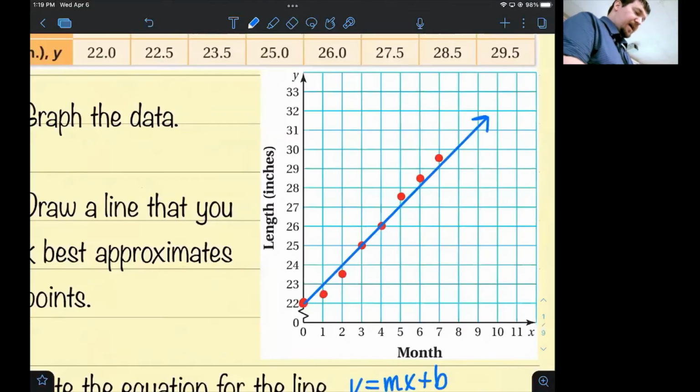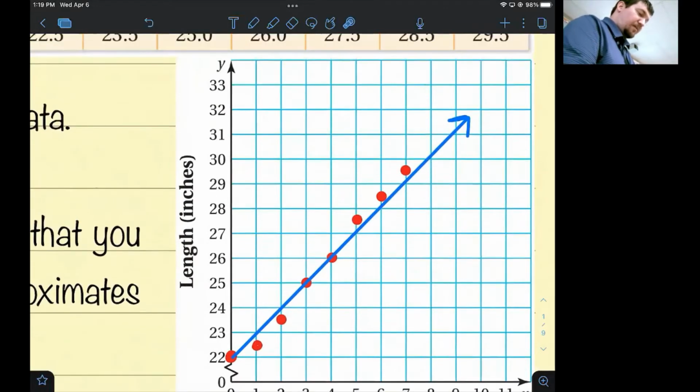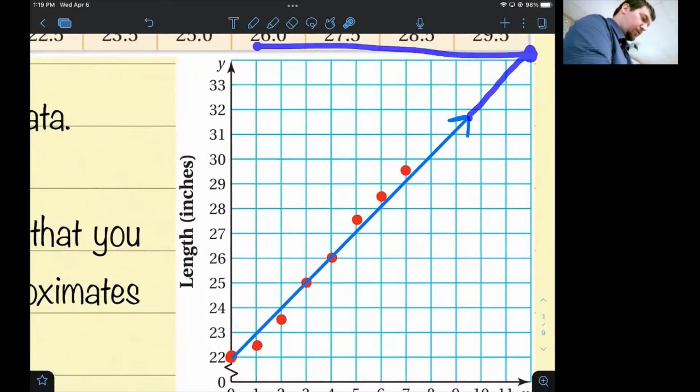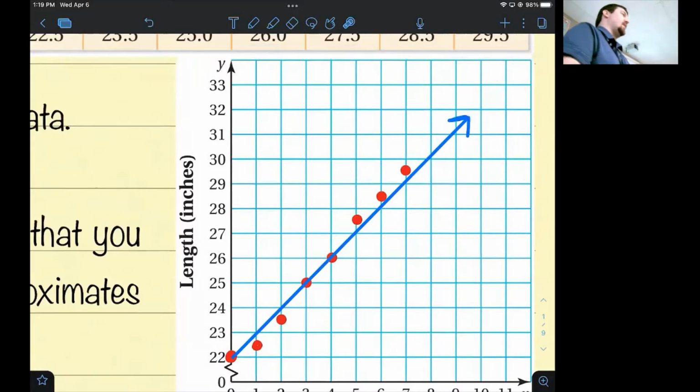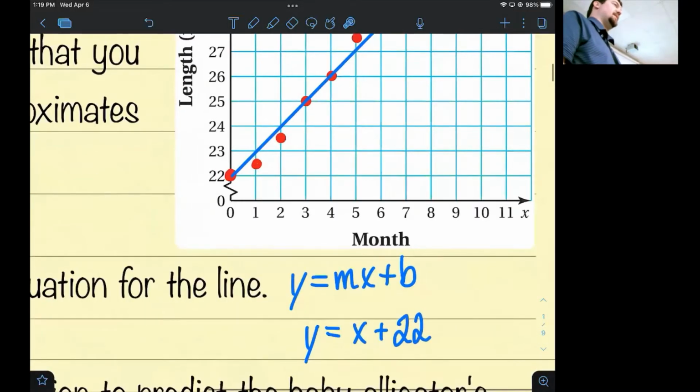If I go to my graph here, it looks like my line would intersect somewhere around this area, which would be close to 34 inches, right? So I could use the graph. The graph is going to give me an idea. It may not be completely accurate. Also, if I would have said, how about 2 Septembers from now, you wouldn't have been able to look at the graph. You would have had to only have used the equation to get that number.